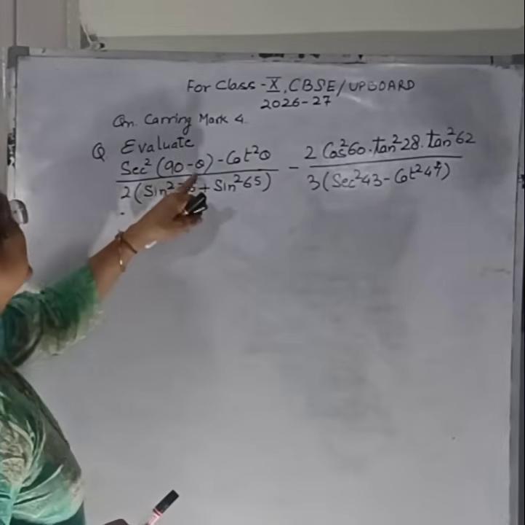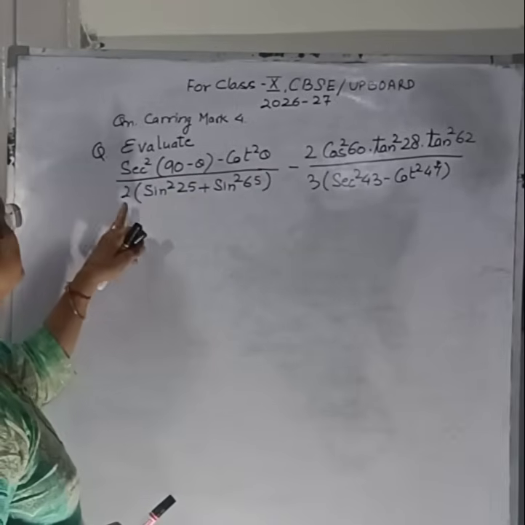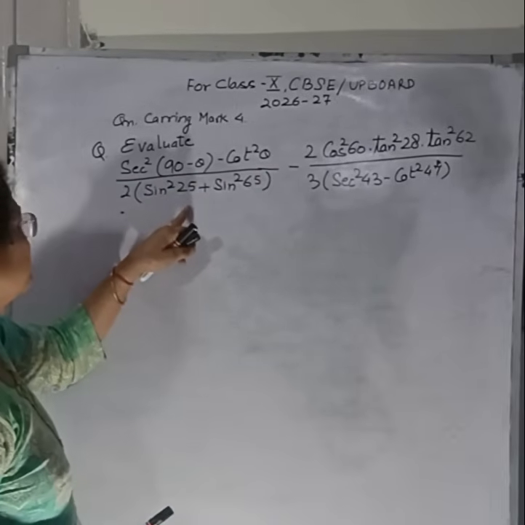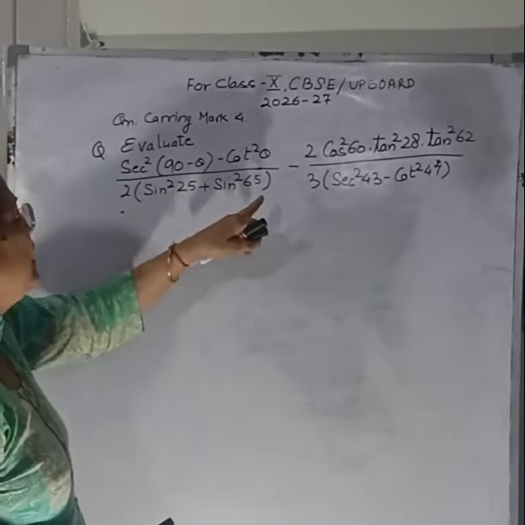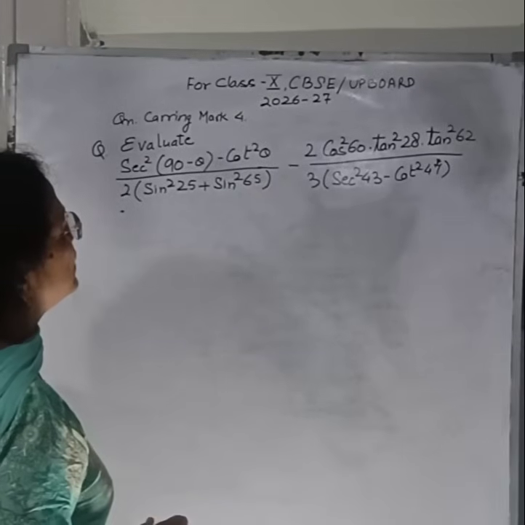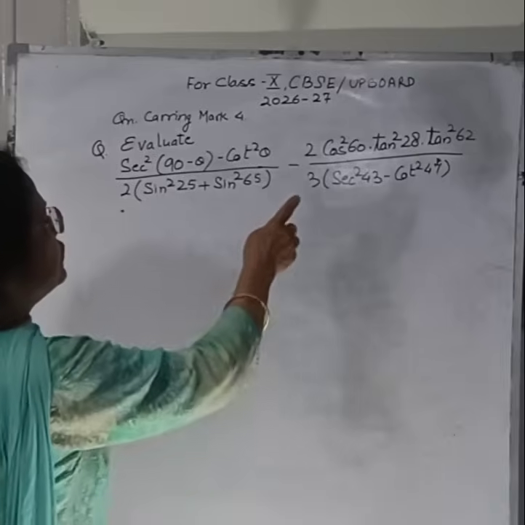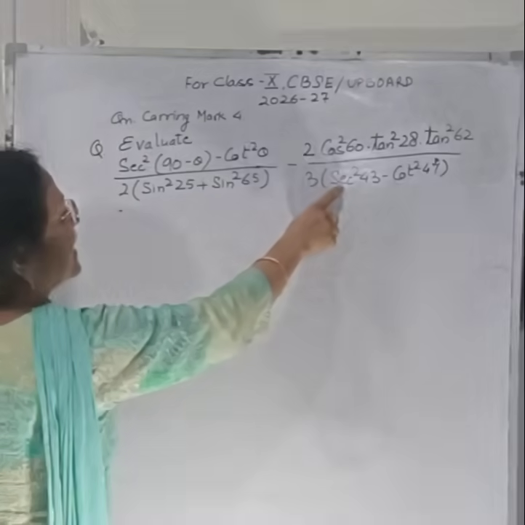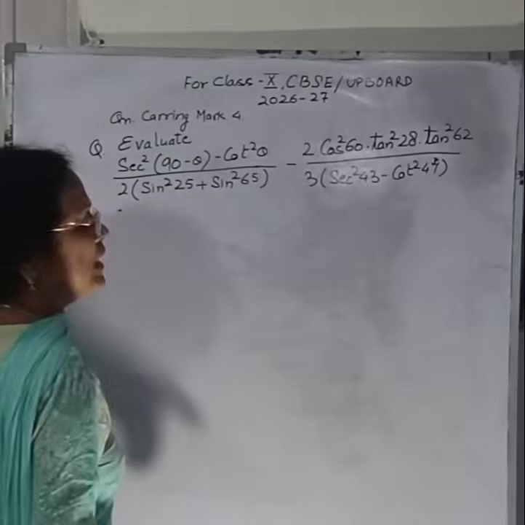Sec square 90 minus theta minus cos square theta upon 2 into sin square 25 plus sin square 65 degree minus 2 times sin square 60 into tan square 28 into tan square 62 upon 3 times within bracket sec square 43 minus cot square 47.